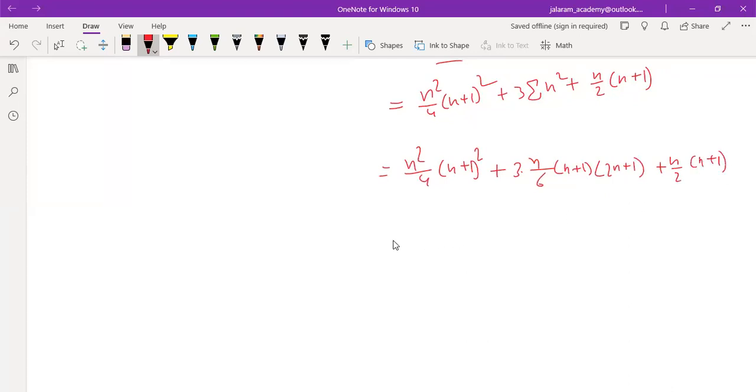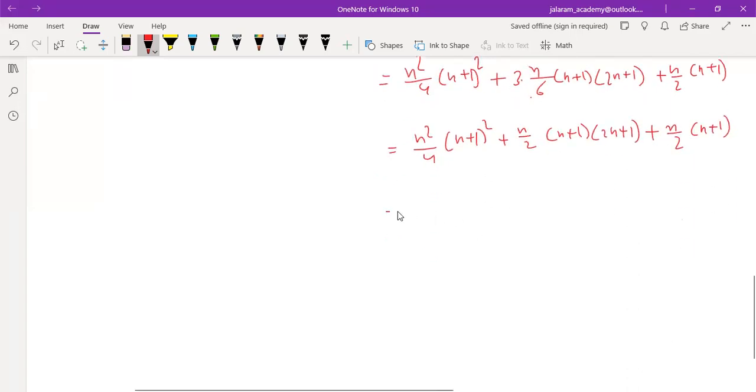Now look at the common term between these three. If we observe, n by 2 is common in these three terms, 3 to the 6. First simplify it. To avoid any confusion, we should write more steps, but should do it properly.